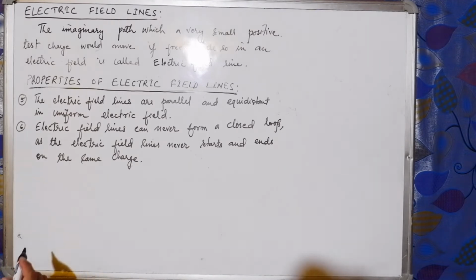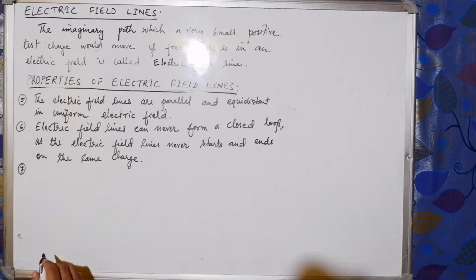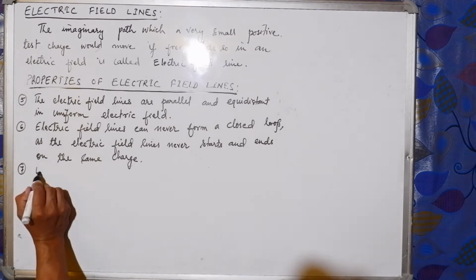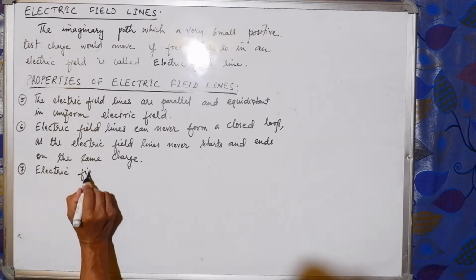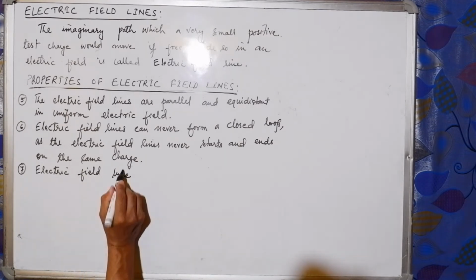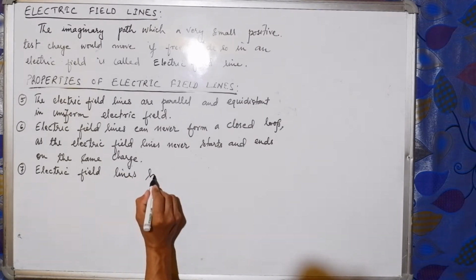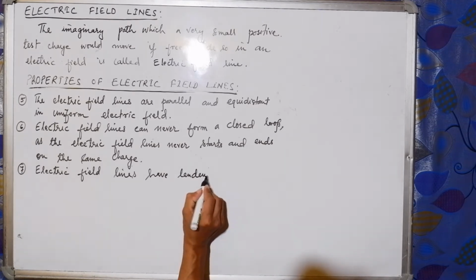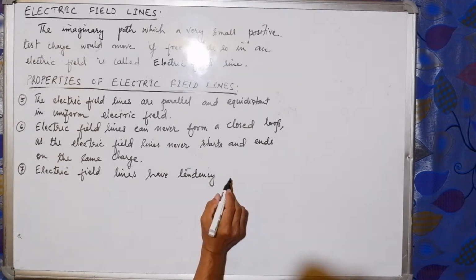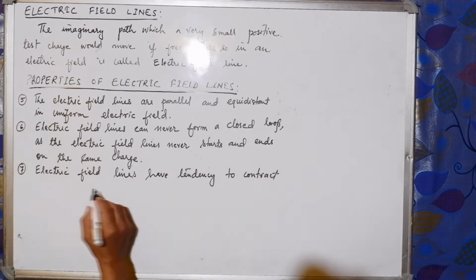Okay, so let us say the next point will be 7. Electric field lines have the tendency to contract longitudinally.